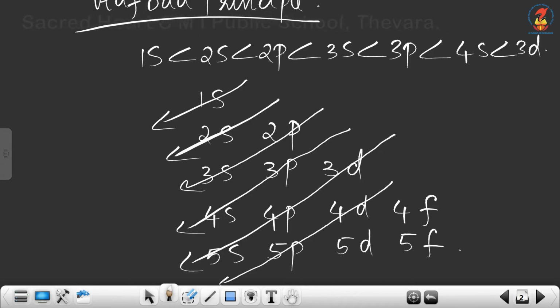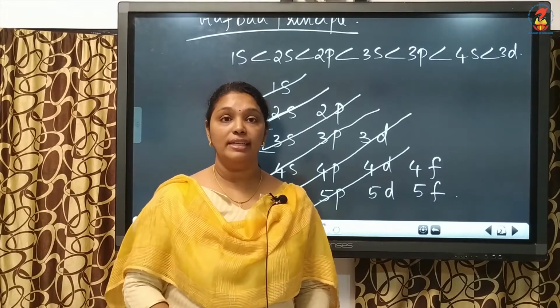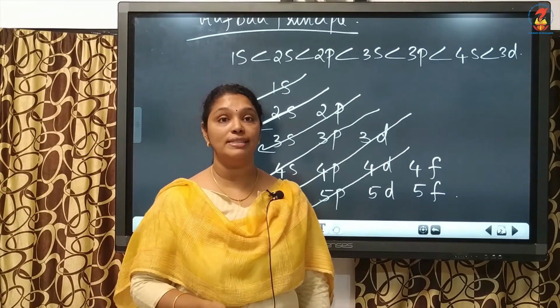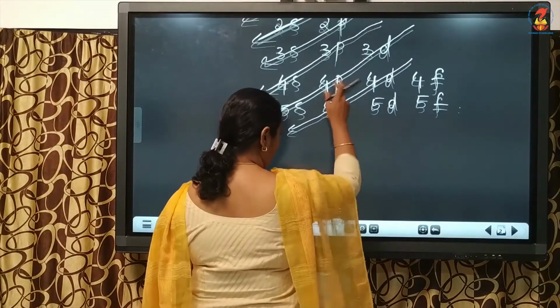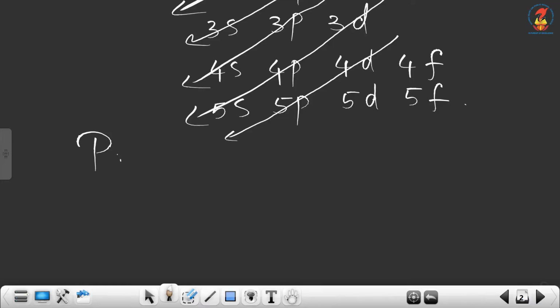Okay, so this is the Aufbau principle, that is, in the ground state of the atom, the orbitals are filled in increasing order of their energies. Now the second principle is Pauli's exclusion principle.